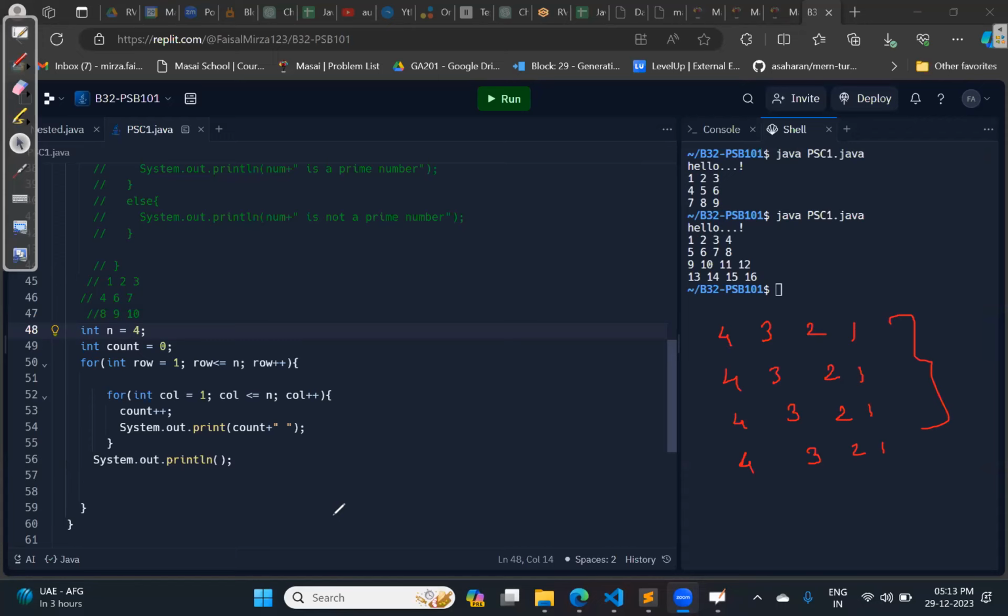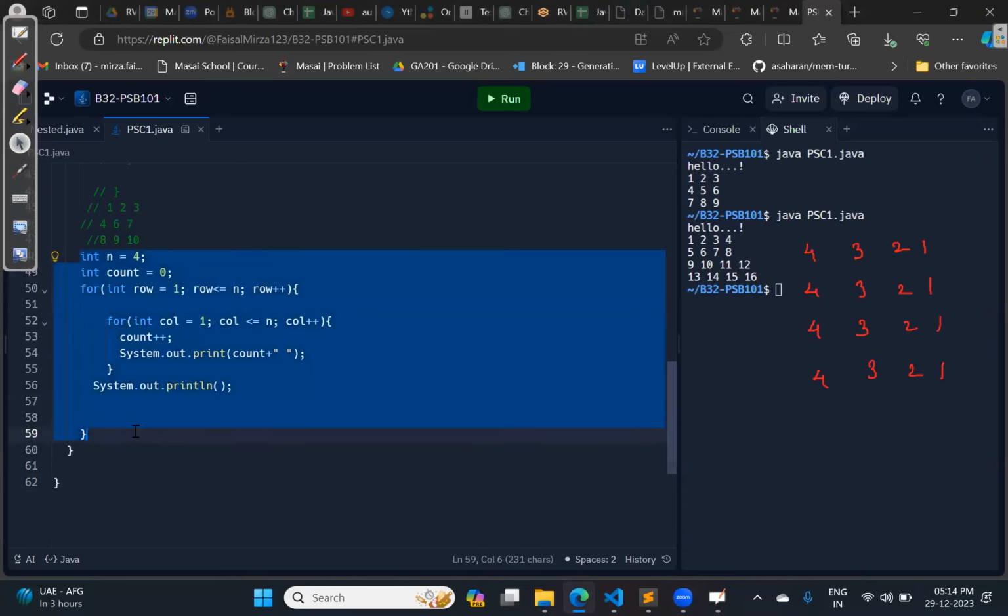Okay, so anyone wants to volunteer for this? Abhishek, are you there? Hi Abhishek, how are you? Have you understood the pattern, what exactly we need to do? Okay, let me write it again. 4, 3, 2, 1, 4, 3, 2, 1, 4, 3, 2, 1, 4, 3, 2, 1. Okay, I have understood.